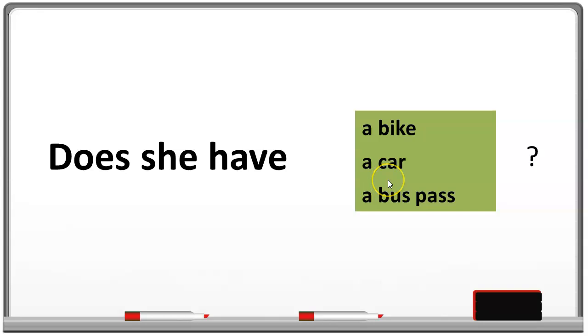A car. Does she have a car? A bus pass. Does she have a bus pass?